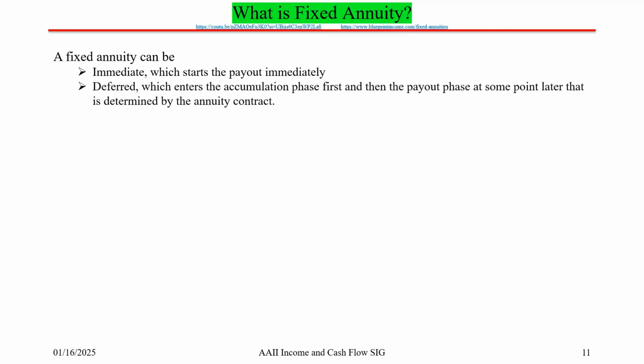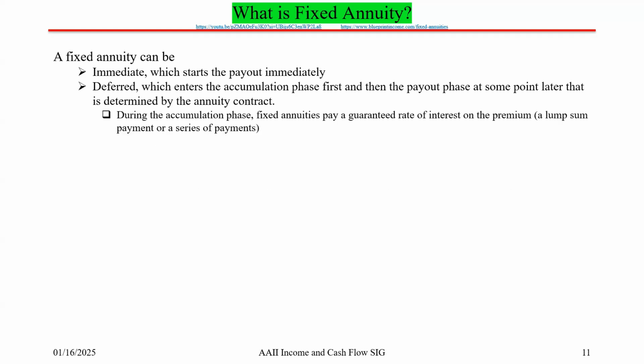There's also deferred. Even on a fixed annuity, you can defer. So you basically have an accumulation phase where they give you a rate, and it's almost like a CD. Then, when you say, okay, I want to annuitize, I want to get a payout, they ask how much your contract value is at the time, and the distribution rate determines your monthly income.